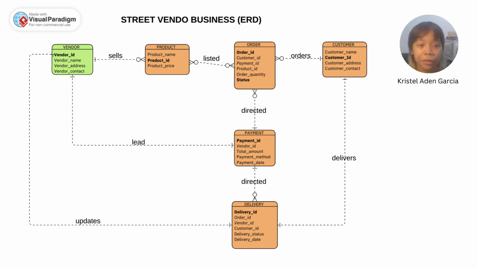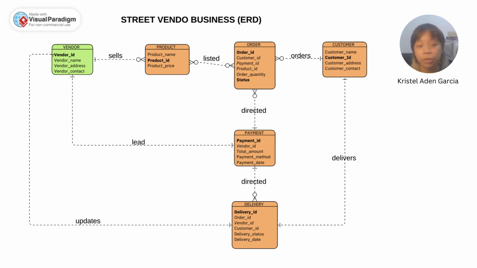Products listed in orders. When customers order something, they pick up items from our product list. Each product has a unique product ID. Customer place orders. Customers tell us what they want to buy. Each customer has a unique customer ID. Payments associated with orders. When customers pay for their orders, the payment is connected to the order. Each payment has a unique payment ID.